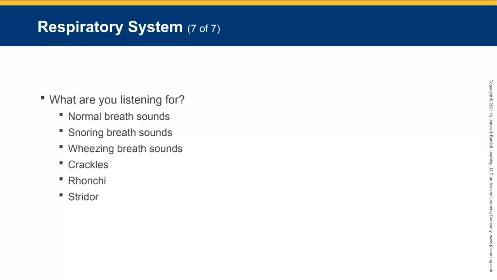What are you listening for? So you're listening for normal breath sounds, snoring breath sounds, which you should be thinking about the tongue, if that's the case. Wheezing breath sounds, you should be thinking about lower airway problems or lower airway constriction. Crackles or rhonchi, you should be thinking about fluid in the alveoli, and that fluid can be thick or it can be thin. Stridor, you should be thinking about upper airway obstruction. So the sounds that you're hearing, what they mean, is important. The meaning of these sounds is very important.